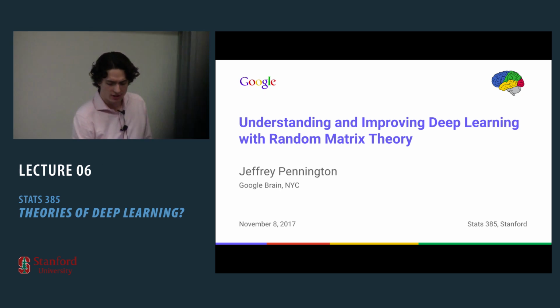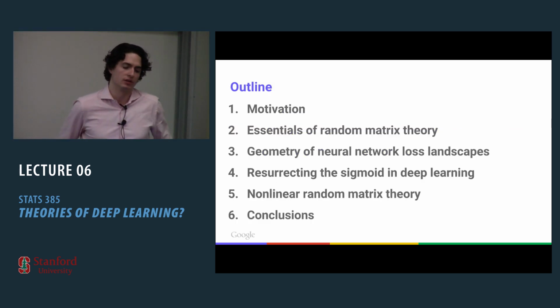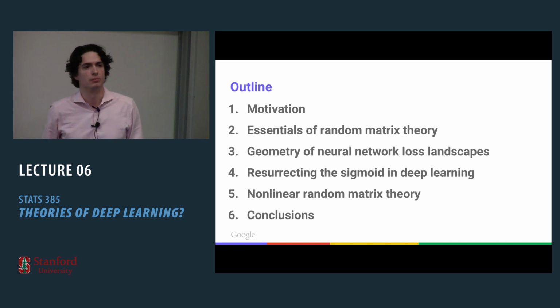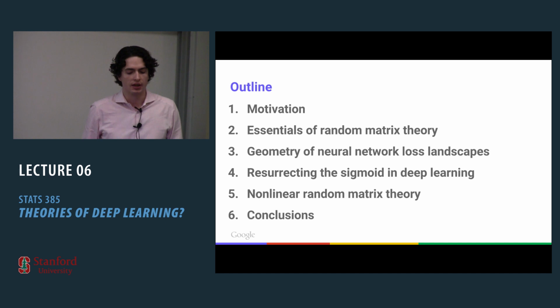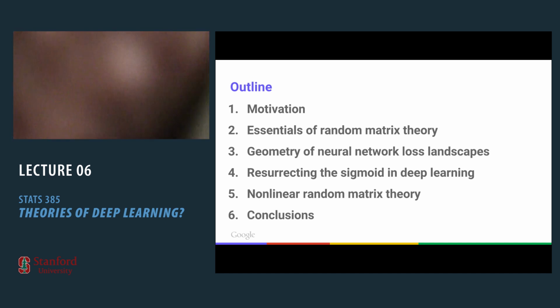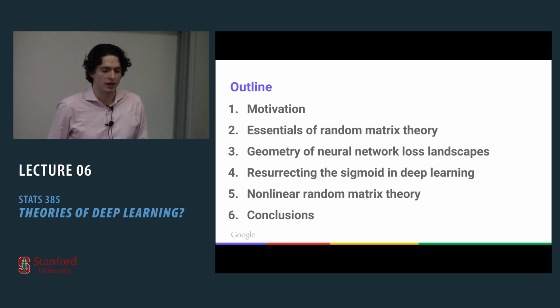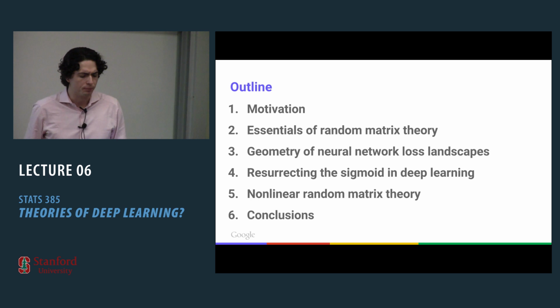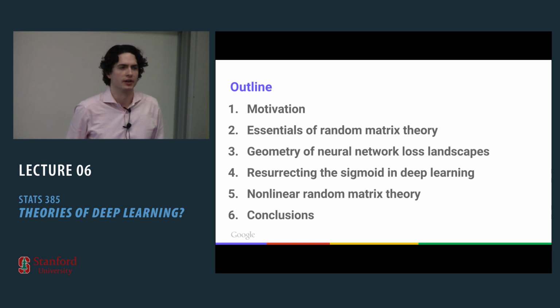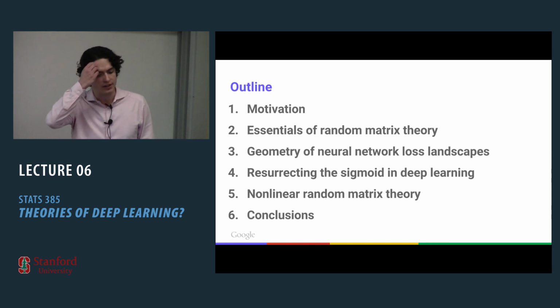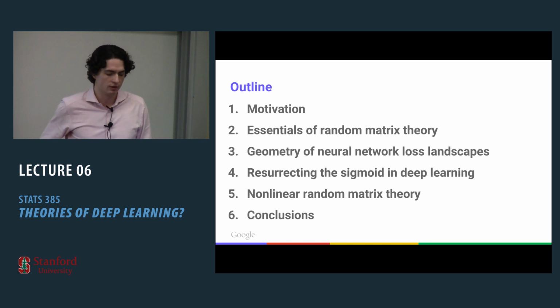So just to give you a brief outline of what I will talk about today. First I'll try to give some high-level motivations for why I think random matrix theory is particularly pertinent to the study of deep learning. And then I'll just highlight a few essentials from random matrix theory that I'm going to be using to describe some of the recent work I've done in this direction. I'll first try to talk about the geometry of high-dimensional loss surfaces. Then I'll talk about training very, very deep neural networks using sigmoidal units instead of rectified linear units. And if I have time, I might try to touch on some recent work on nonlinear random matrix theory.